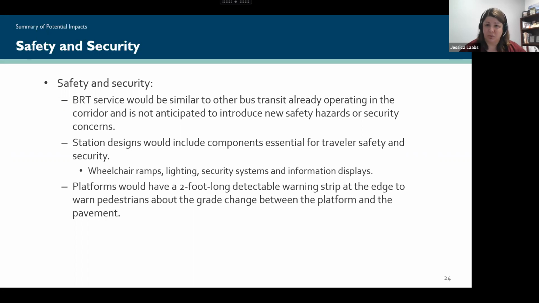Same goes with noise and vibration. That's referring generally to more trucks moving in and out of the area, maybe dump trucks dumping materials. So just different noises or more noises than are there today that people might notice, but again, not across the whole corridor for the whole time.